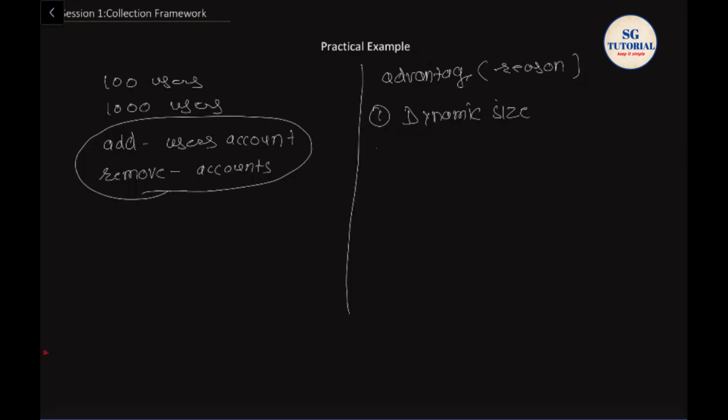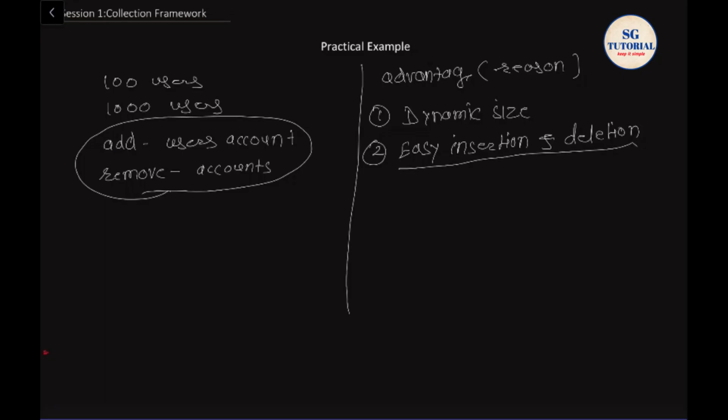And that's why the second advantage of collection is easy insertion and deletion. Okay, so basically you can easily add and remove elements from a collection as compared to an array, because in an array adding and removing elements is more complicated. This is the second reason why collections are important.